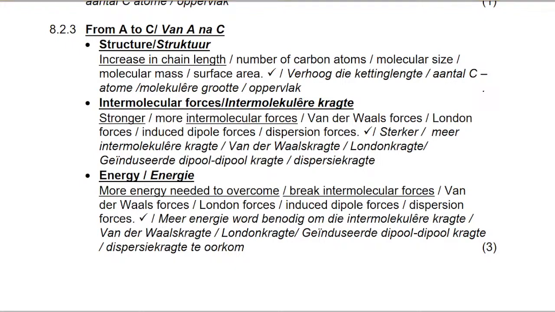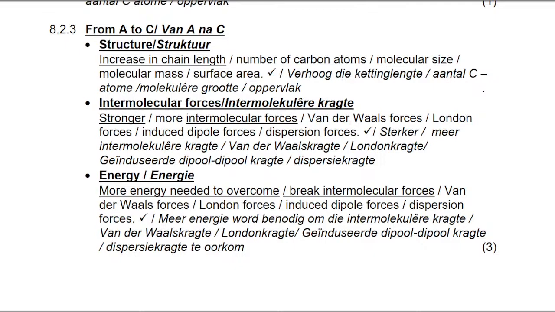So then we are going to question 8.3. Can I continue? 8.3, consider compounds C, D, and E. Write down the letters of the compound with, firstly, the lowest vapor pressure. Give a reason for the answer.